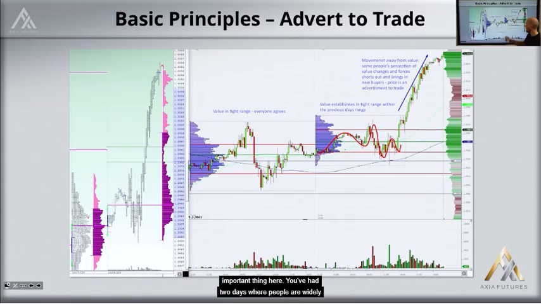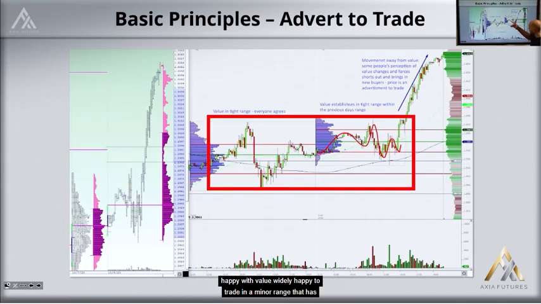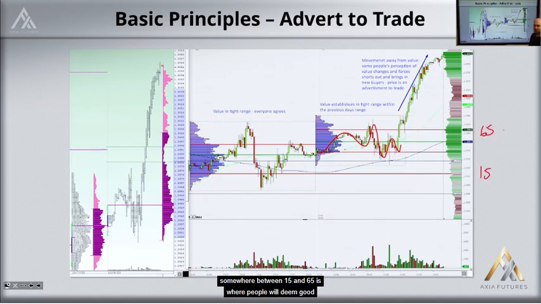You've had 2 days where people are widely happy with value, widely happy to trade in a range that has deviated slightly higher. So you could now suggest that somewhere between 15 and 65 is where people deem good value to buy or to sell the pound. Price moves up. Now, this provides a question. Do you want to buy now that price is up here? Or are you responsive to this and view this as price being too high based on where value currently is, and are willing to sell?